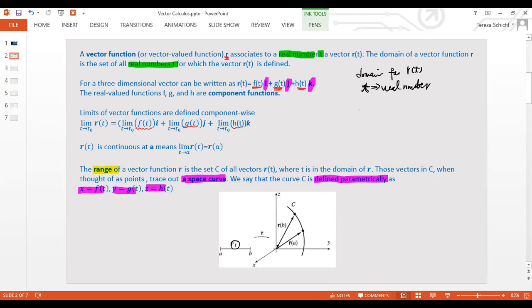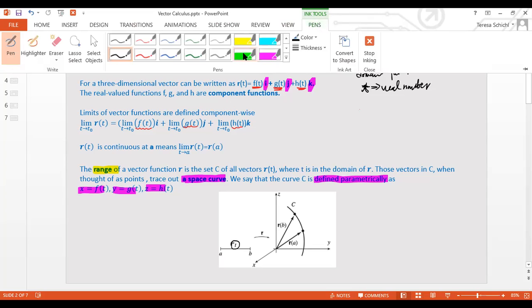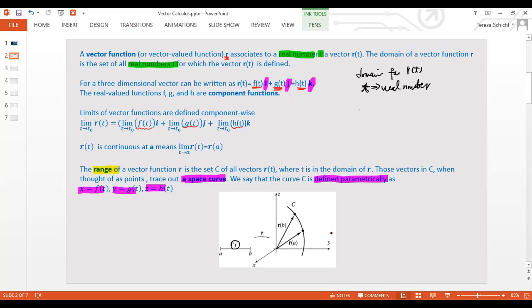Then each t generates a vector. See here, when t goes from a to b, the vector switches from here to here, so it covers all the points. So this arc is the space curve, generated by using this parametric relation. So it's in space.